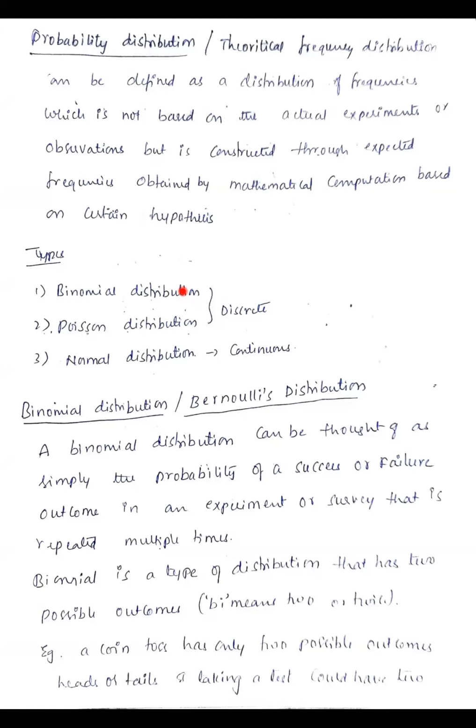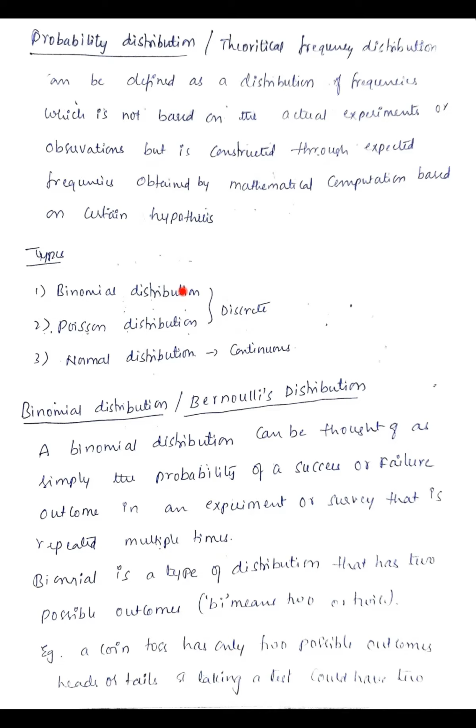Next, we'll see the different probability distributions. A probability distribution is also called a theoretical frequency distribution. It can be defined as a distribution of frequencies which is not based on actual experiment or observations, but is constructed through expected frequencies obtained by mathematical computation based on certain hypotheses. That is known as a probability distribution.